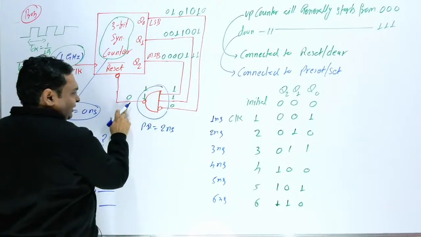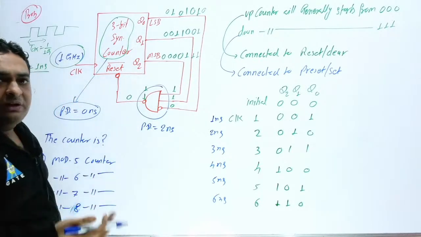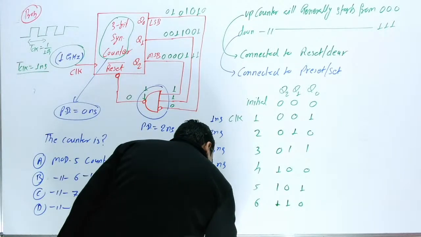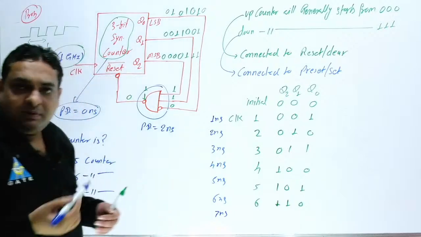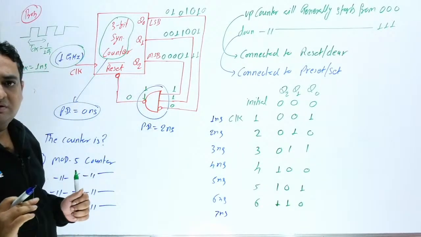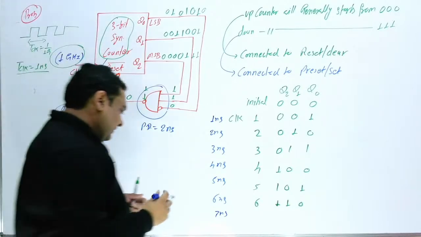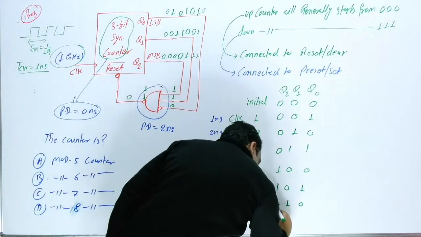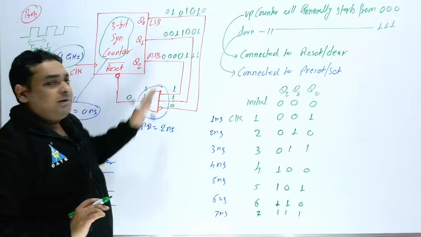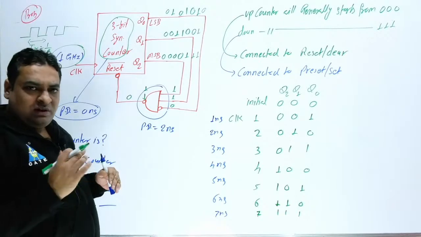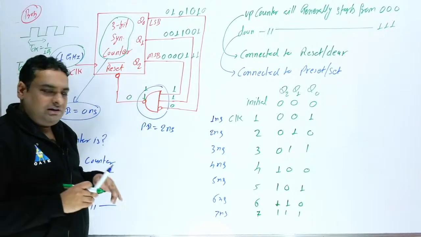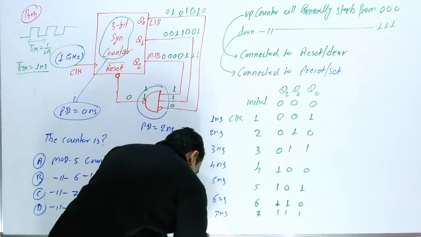Then you will get this 0 after 2 nanoseconds, which means at 8 nanoseconds. But at 7 nanoseconds you will provide the next clock, because this provides output after 2 nanoseconds. So at 7 nanoseconds, the 7th clock is already provided and you will get output 111. You will get that output here after again 2 nanoseconds.